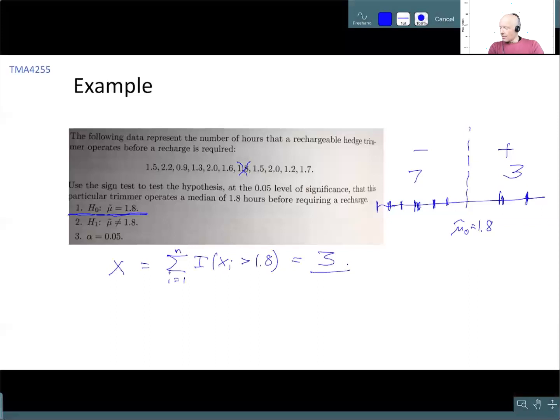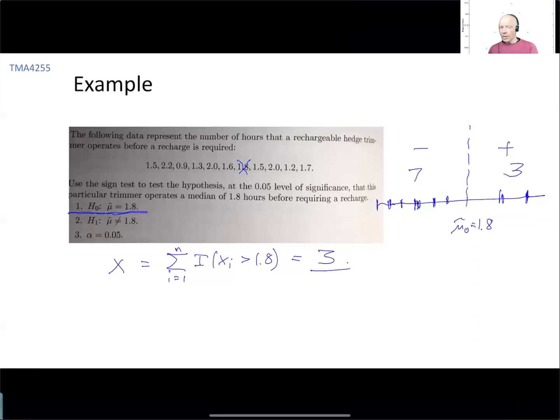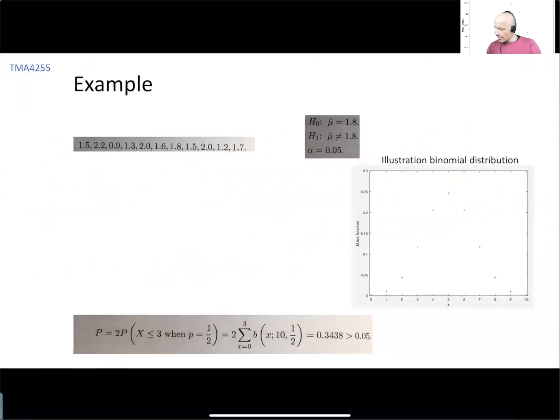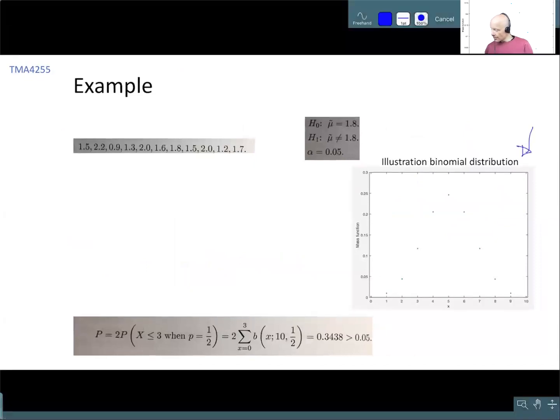And the question is then, is this too small? Or is this something we would expect when it's random, if a sample comes above or below 1.8? And this is relatively easy to compute from the binomial distribution. We can put up the binomial probabilities, which are sketched in this diagram, and then we compute the p-value of observing something as small as 3 or smaller.